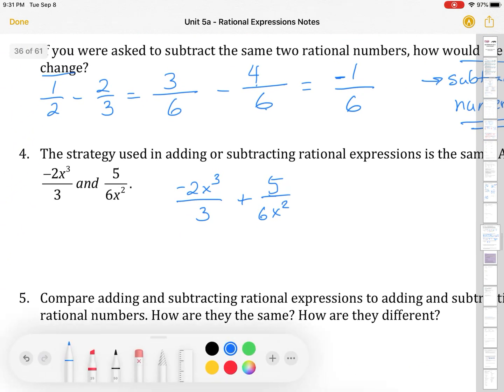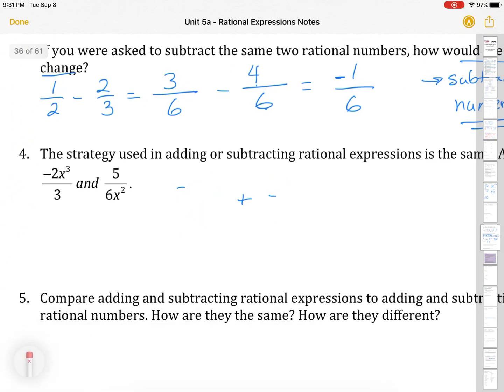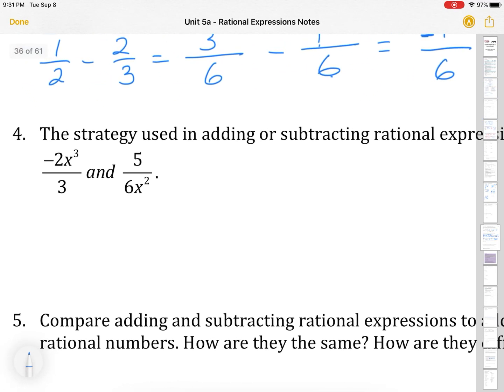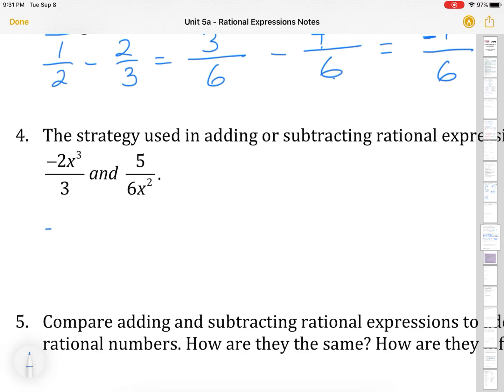So adding those, I'm actually going to write it over here so that I have a little more room because I'm also going to do the subtraction question. So I have negative 2x cubed over 3 plus 5 over 6x squared. And I need to find a common denominator. Well, here's the neat thing. 3 is a factor of 6x squared. So that means that it goes into 6x squared. So 6x squared will be our common denominator.